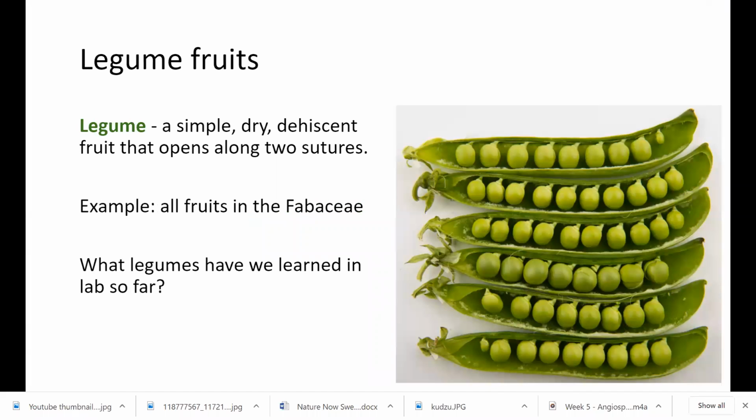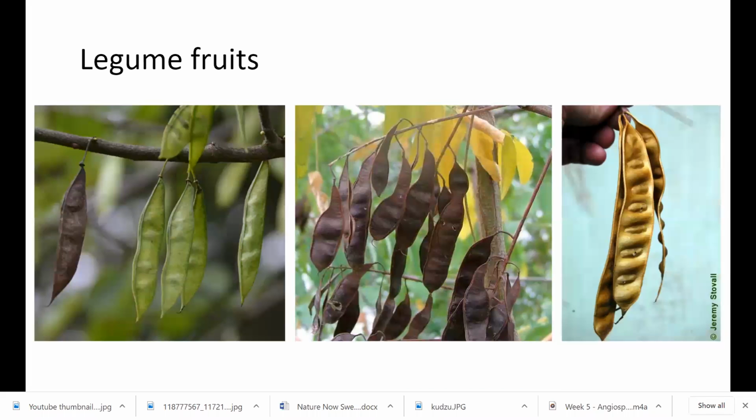And then an example of legume, you can see it looks like sugar snap peas or maybe just garden peas that we have. Those individual seeds are inside of those legume fruits that open on two sutures, so two points where it breaks open. And we've seen quite a few examples of legume fruits in lab. So on the far left, can you name that species with its scientific name?